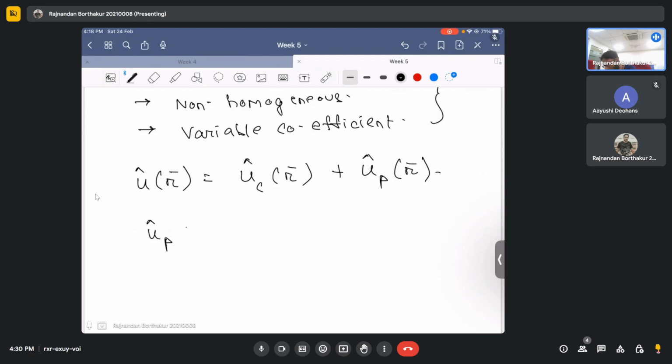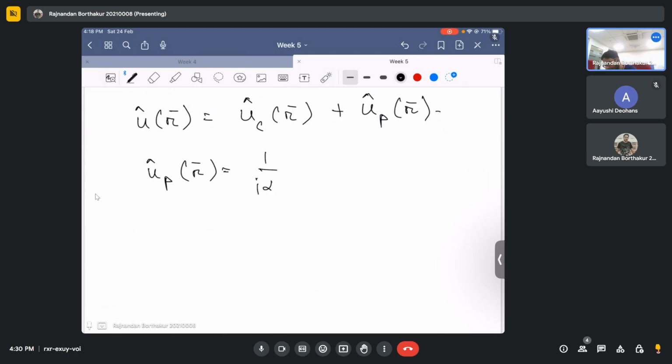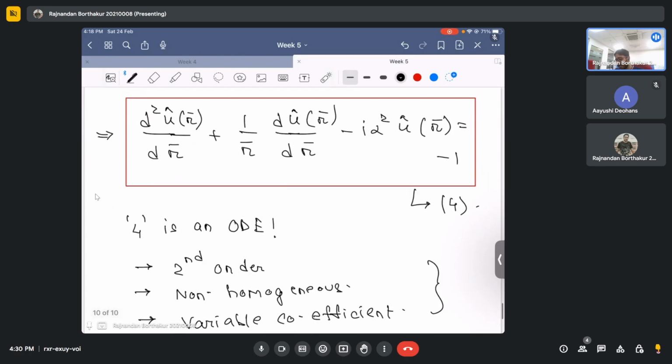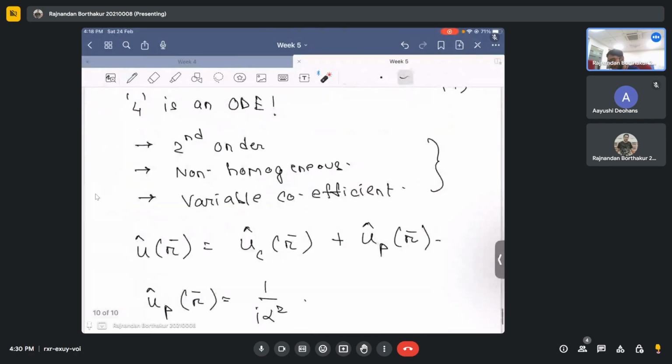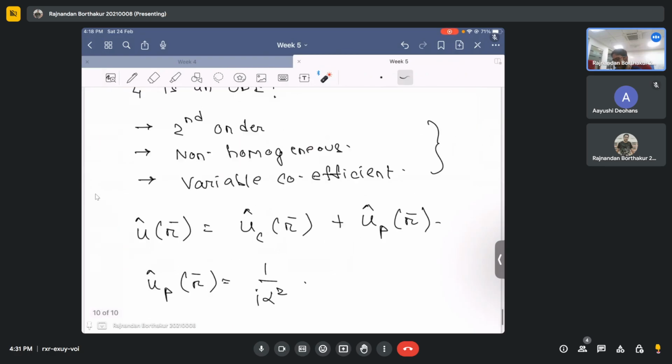So the particular integral u_p of r bar, I would say, is just going to be 1 by i alpha squared. Why? Had there been a function of r bar in the non-homogeneous part, then by inspection we could not say what the particular integral is. But since this is a constant, luckily we don't need to explicitly solve for it, and by inspection the particular integral would be just the constant divided by the coefficient of u hat. So that's why it became 1 by i alpha squared.